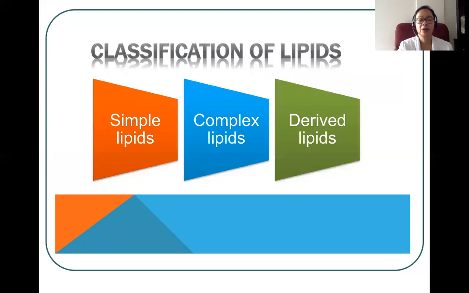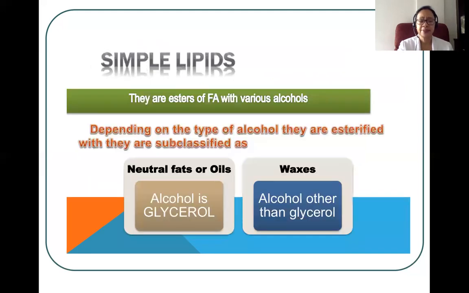Okay, let's proceed now to the classification of lipids. So it is being classified simple, complex, and derived lipids. So simple lipids are esters of fatty acids with various alcohols. Depending on the type of alcohol, they are esterified and they are being subclassified as neutral fats or oils or waxes. So when you say neutral fats or oils, that is the alcohol, there is your glycerol. Whereas in waxes, the alcohol there is other than glycerol.